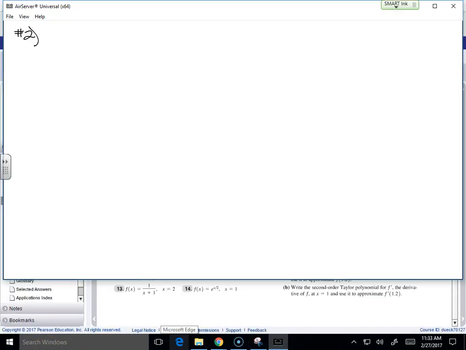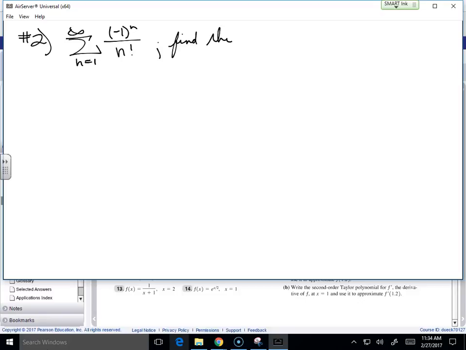Sorry, I'm back. It says just give me the important stuff. What's the series? Negative 1 to the n over n factorial. Okay, what are we trying to find? The sum, and state the number of terms needed so that a partial sum is within 0.005.